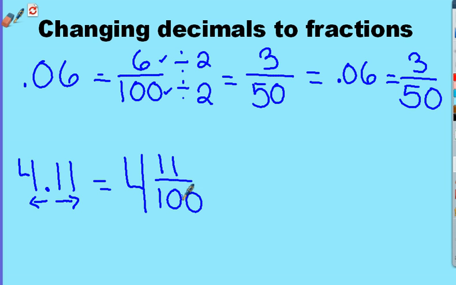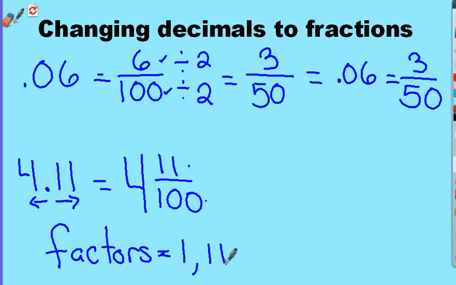Now, can we reduce that? No. I know that both of these numbers, 11 and 100, aren't even numbers, but let me see what are all the factors for 11. The factors for 11 are 1 and 11. It's a prime number, okay? And I know 11 is not a factor of 100. So we are done. My final answer is 4 and 11 hundredths would look like this as a mixed number.